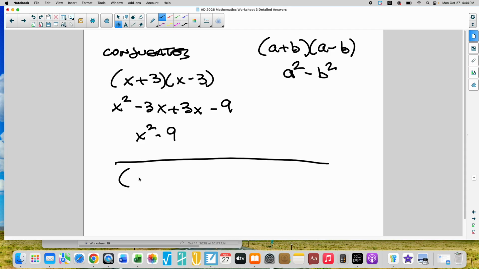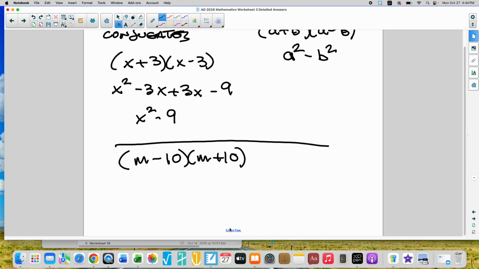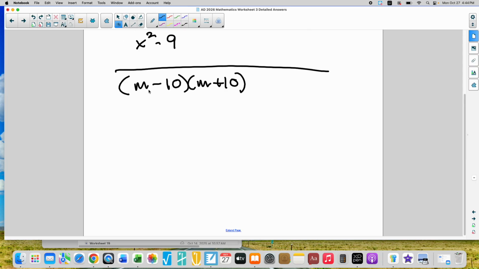So if we get something like m minus 10, m plus 10, they are conjugates. They are identical except for their signs. So we can see that it's going to be m squared minus 100, or 10 squared, which is m squared minus 100. Because your outside and inside are always going to cancel. That's positive 10m, negative 10m. So that's going to cancel.